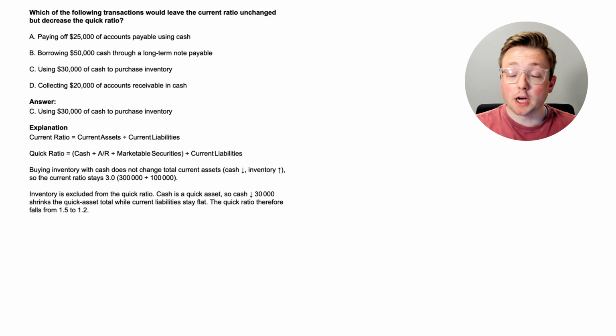In this situation, there's $150,000 of current assets besides the inventory, and there's $100,000 of current liabilities. But if we reduce the cash by $30,000, that's going to bring it from $150,000 to $120,000, and that's going to be $120,000 over $100,000 of liabilities for the quick ratio, meaning that the quick ratio goes from 1.5 to 1.2. So we learned how to think through these different ratios right there. Now let's go to the next question.